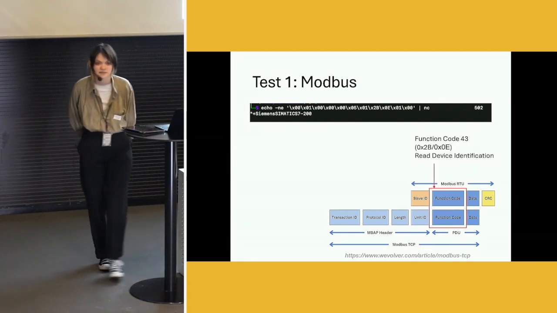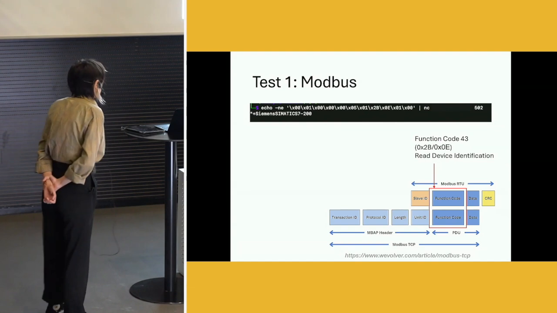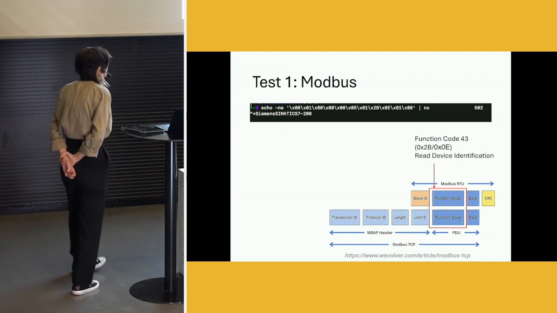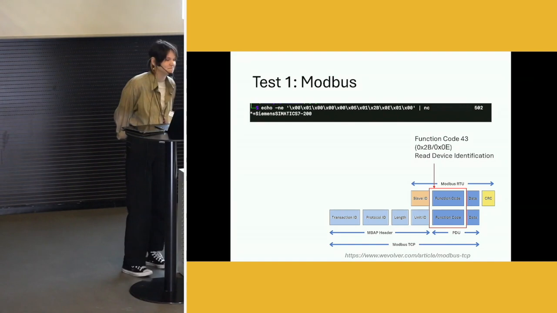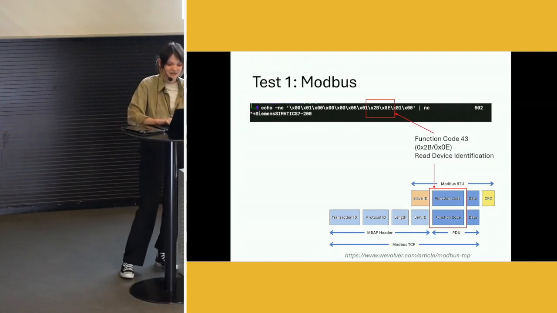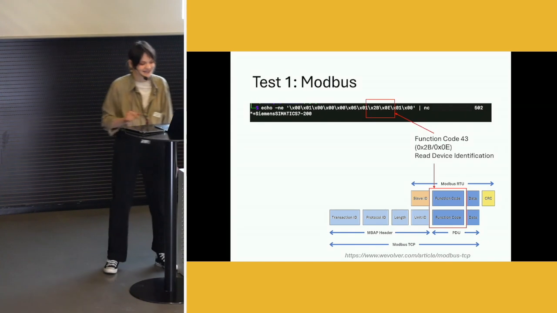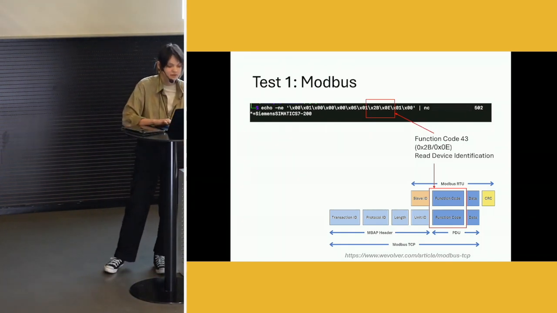Okay, my first test will be about Modbus, and my first basic instinct was to send a function code to read device identification. I wanted to know what that is. You can see that I'm weird, and I decided to just form my packet. So this is what I did. You can see this function code in here, and you can see that the result on the screen is Siemens Simatic 7200.